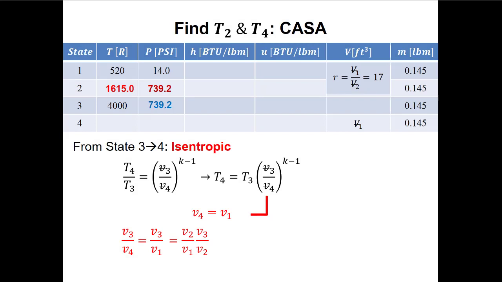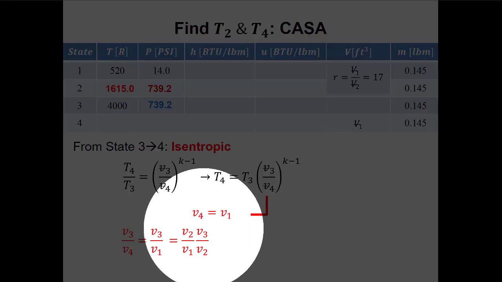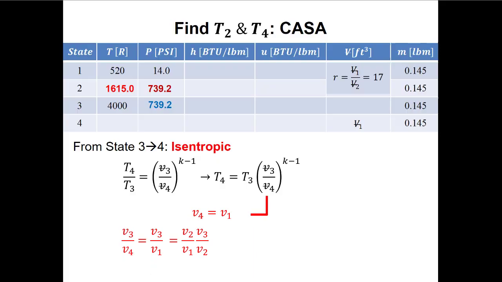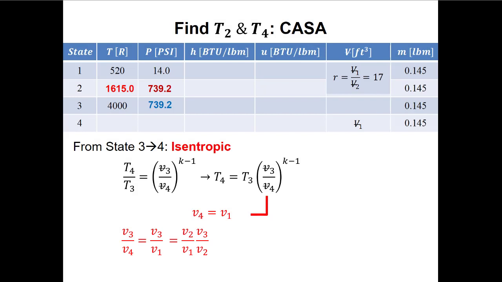But I've split up my numerator and my denominator so that here I have V2 over V1 and here I have V3 divided by V2. Now the cool thing here is that V3 divided by V2, that's the cutoff ratio. V2 divided by V1 is 1 divided by the compression ratio. So this expression, V3 divided by V4, is really the cutoff ratio divided by the compression ratio. So I can put that into my equation.